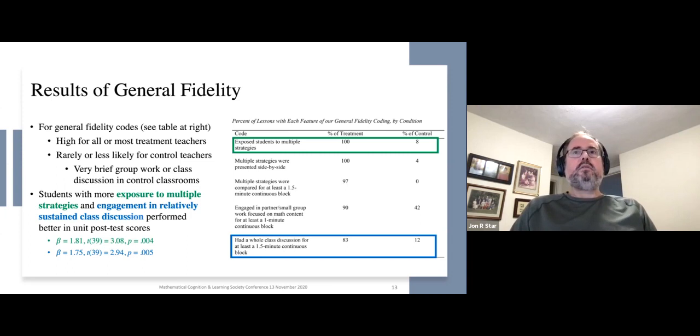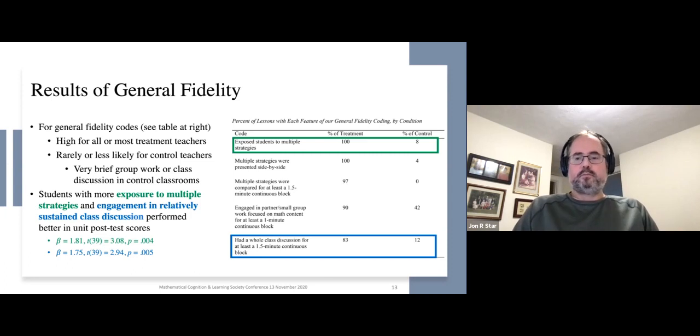But with that said, we found that students who had more exposure to multiple strategies, that's the green box, as well as students who engaged in a relatively sustained period of class discussion, did better in the post-test. And for us, this is actually a very modest definition of sustained class discussion, it's only at least 1.5 minutes. So that did give us some evidence that our practices were producing the kinds of effects that we were looking for.